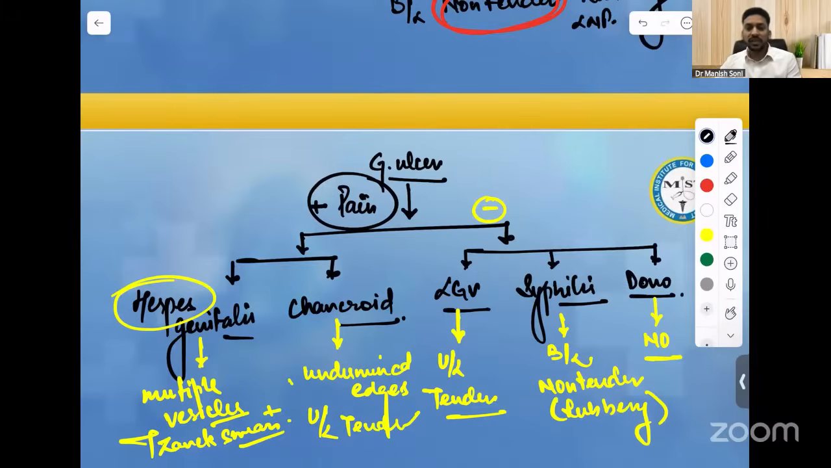So read the question carefully. First, look for pain. If pain is present, choose herpes or chancroid. If pain is absent in the genital ulcers, look for lymph nodes. If there is no lymphadenopathy, mark donovanosis. If there is unilateral lymphadenopathy, mark LGV. And if there is bilateral rubbery lymphadenopathy, then mark syphilis.